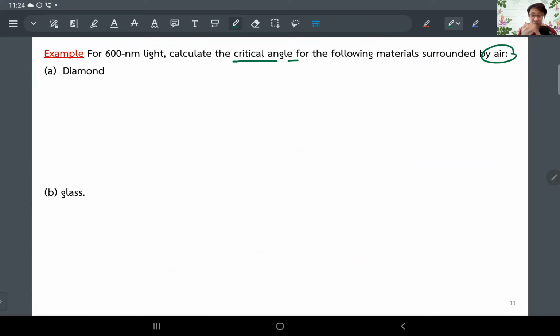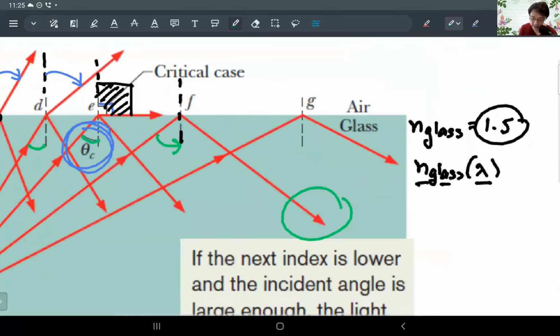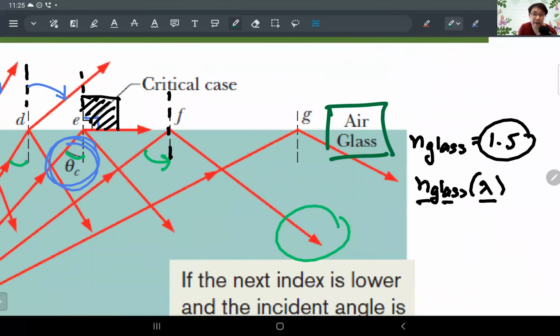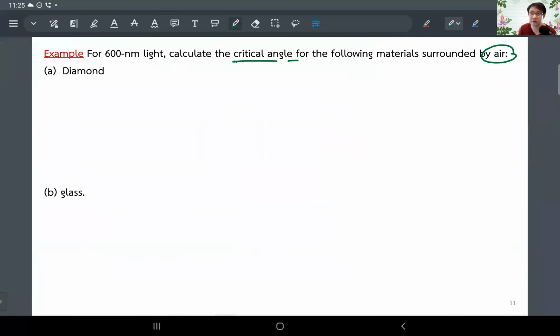Don't forget, every time that you would like to calculate a critical angle, the critical angle must be specified between two materials. Like here, a pair of glass and air. It has to be the critical angle between what and what all the time. It doesn't make sense to say, find me the critical angle of water, without saying water and what. In this case, it's surrounded by air, so they want to know the critical angle between diamond and air.